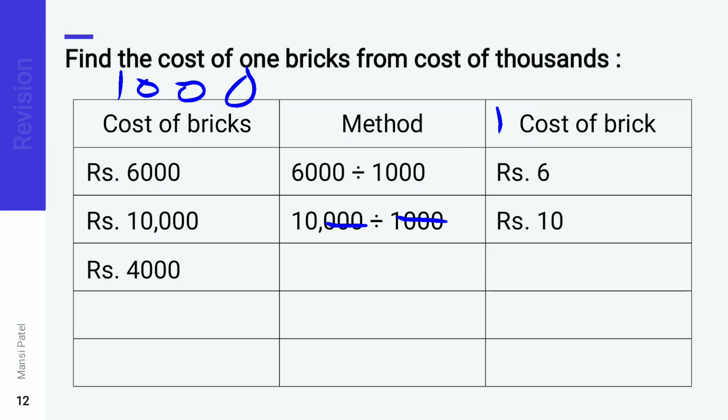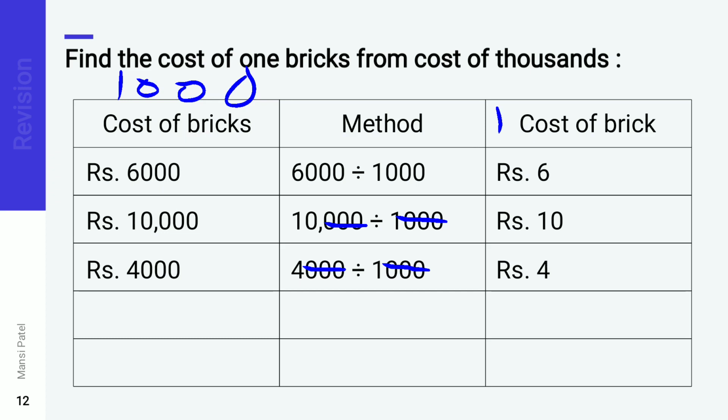Now the cost of bricks is rupees 4000. So here again you have to divide 4000 divided by 1000. In 1000, 3 zeros are there. So in 4000 also cut these 3 zeros. So how many rupees are there? 4 rupees are there.